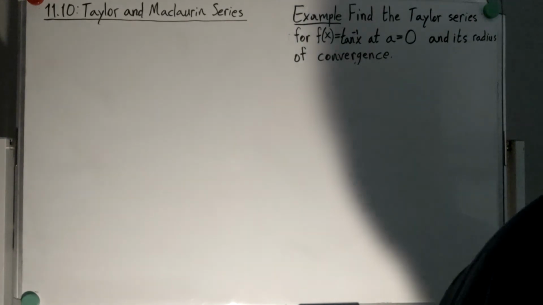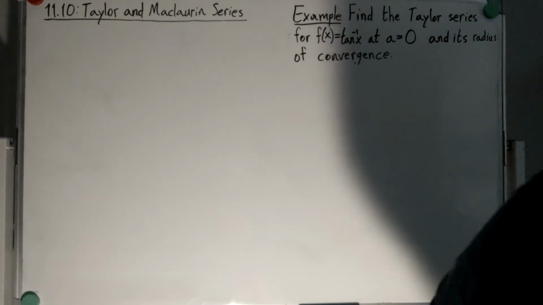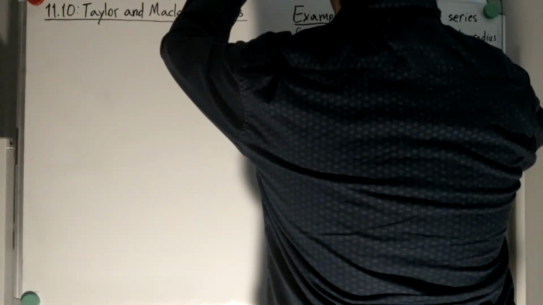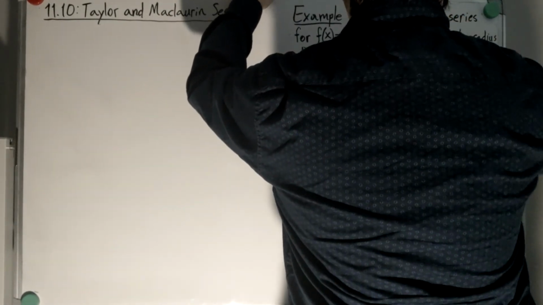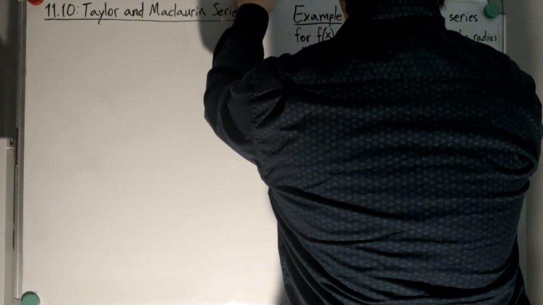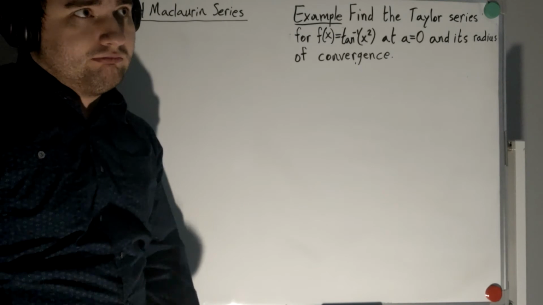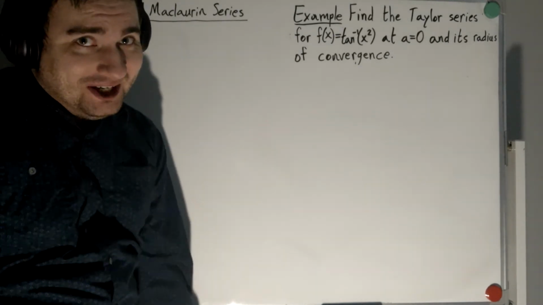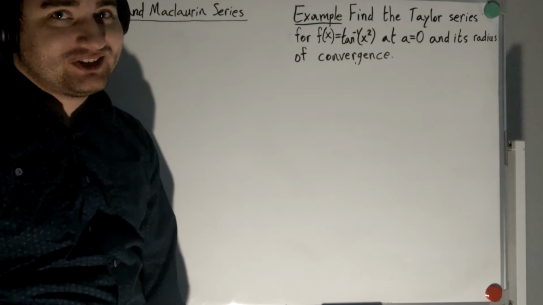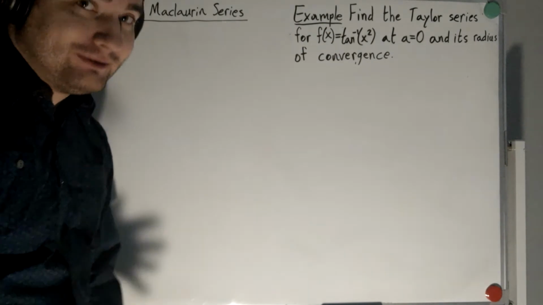So, next up, we've got arctangent of x squared. So, arctangent of x squared at a equals 0. Now, you can do the whole thing again, right? You can just go through all the derivatives and do the Taylor series directly from its definition again. You don't have to, though.